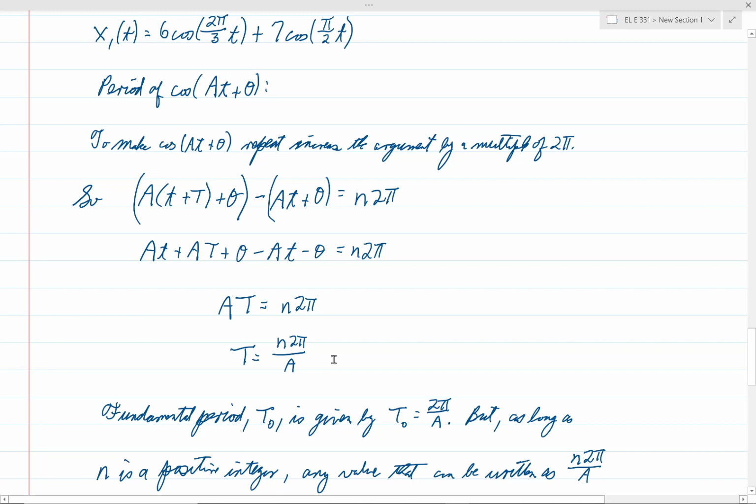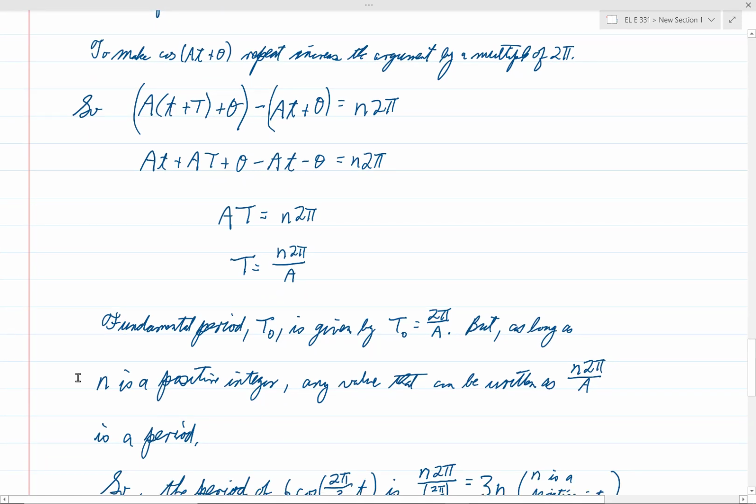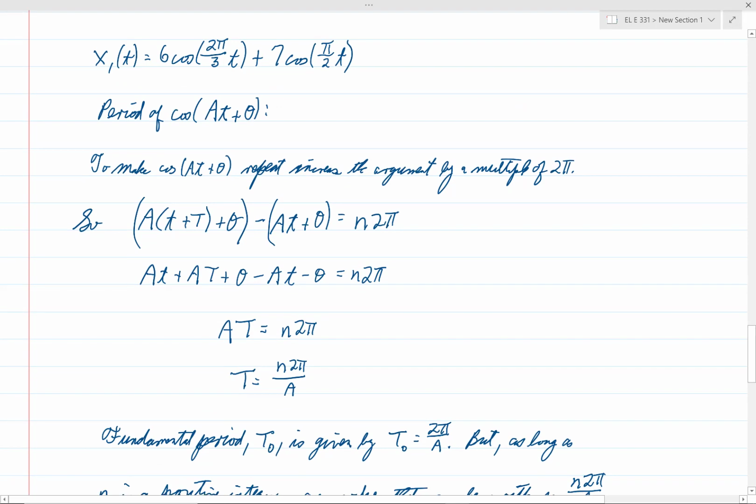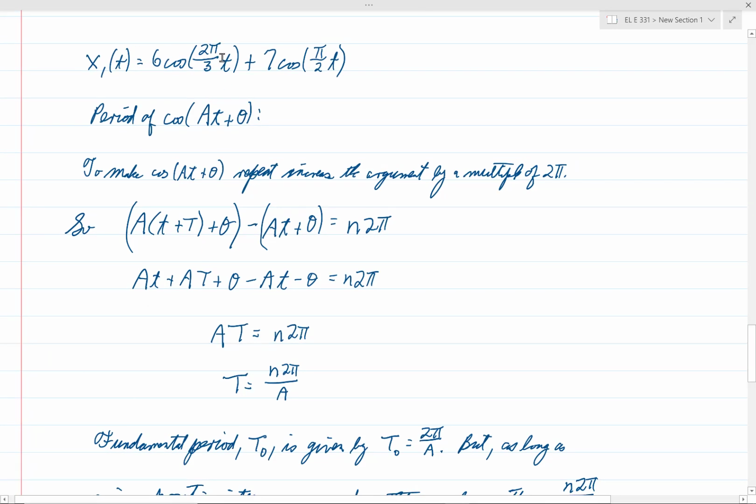We get the fundamental period by letting n equal the smallest positive integer, which is 1. So the fundamental period T0 is given by T0 equals 2 pi over a, but as long as little n is any positive integer, then any expression like this, n 2 pi over a, is a period of cosine of at plus theta.